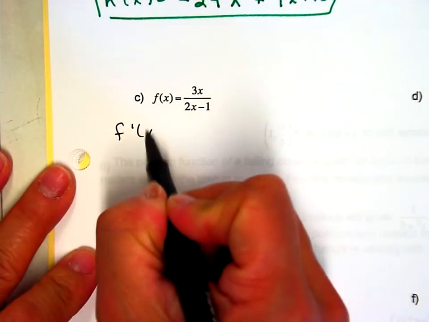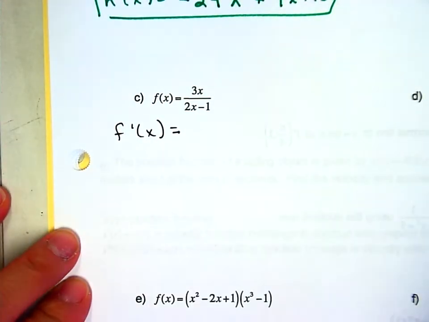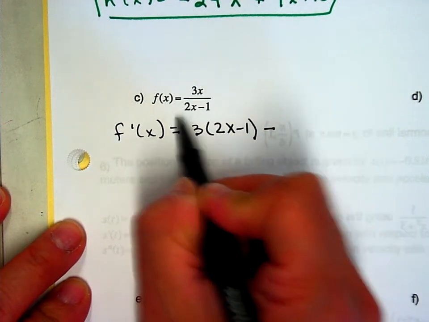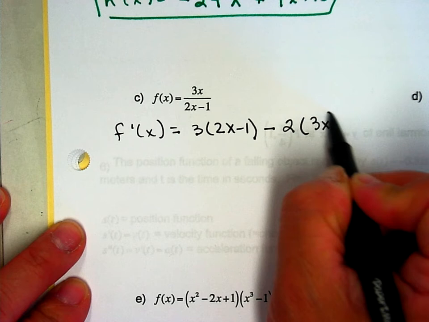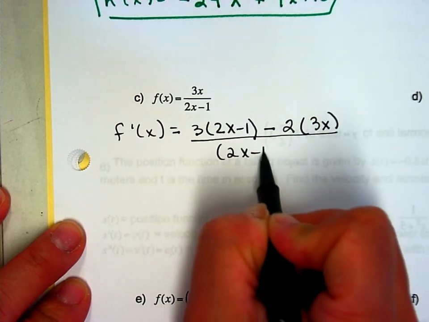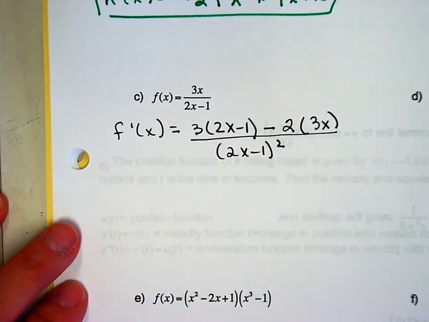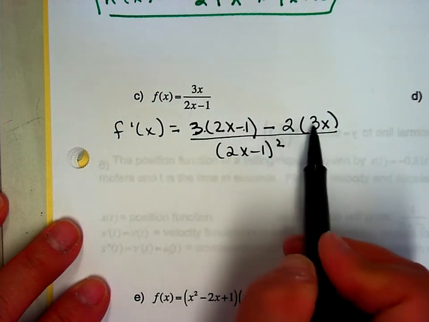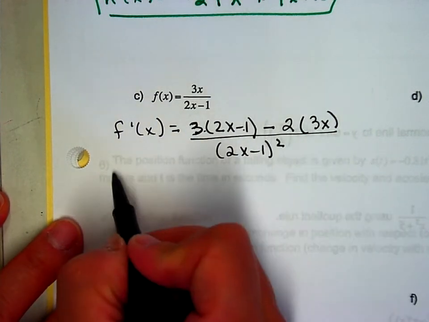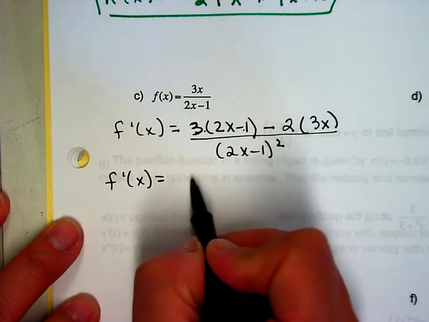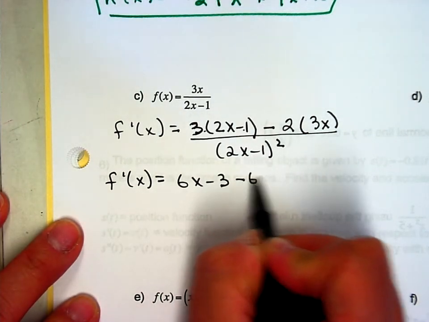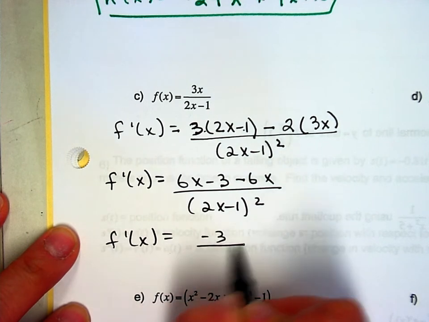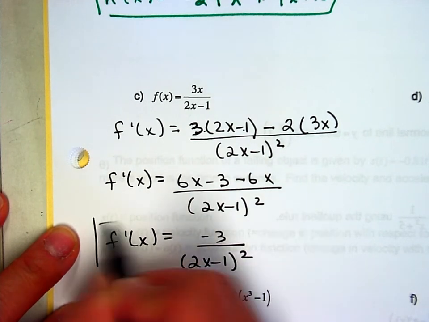So f prime of x is going to be the derivative of the top is 3 times the bottom, 2x minus 1, minus the derivative of the bottom is 2 times the top, all over denominator squared. So that's my derivative. Now we always want to try to simplify, just so to practice the simplifying. I always look to try to see if I can factor something out. If you can't, then we're going to go ahead and multiply things out. So on the top, if I multiply things out, I have 6x minus 3 minus 6x over 2x minus 1 squared. So my final simplified answer is negative 3 over 2x minus 1 squared.